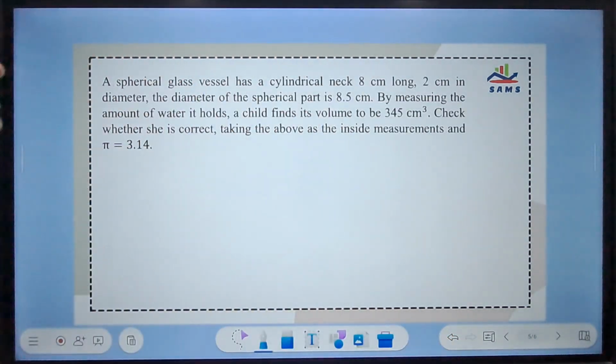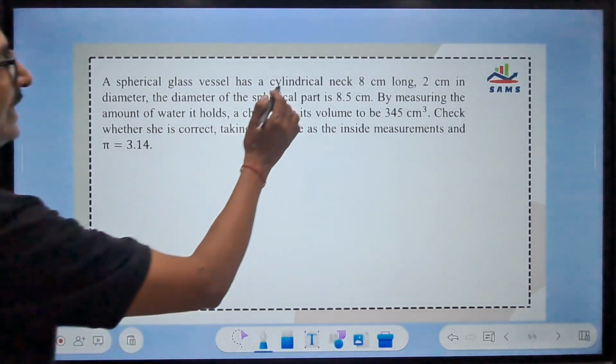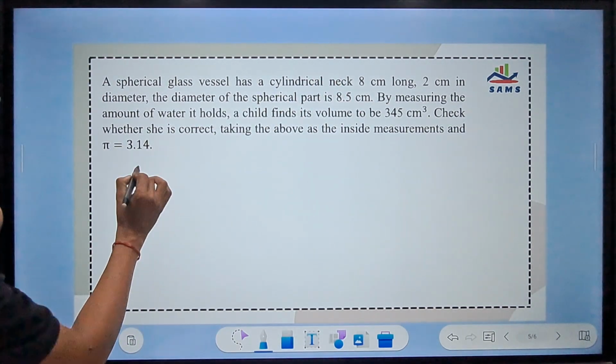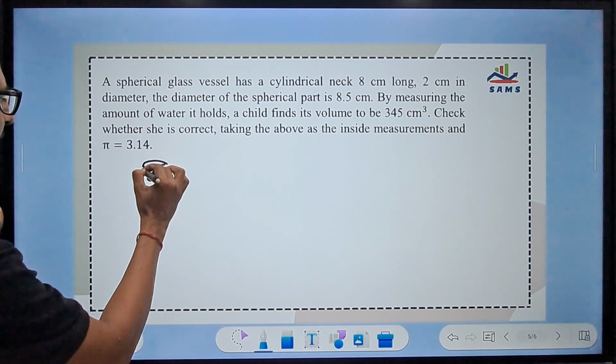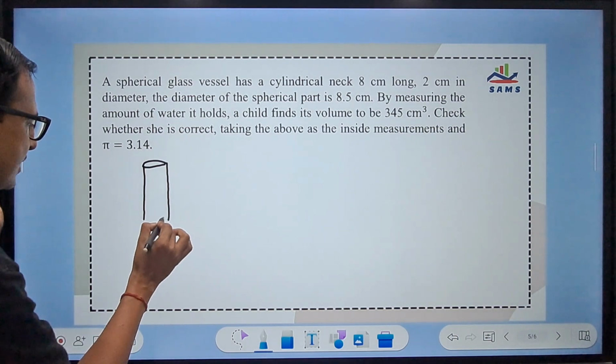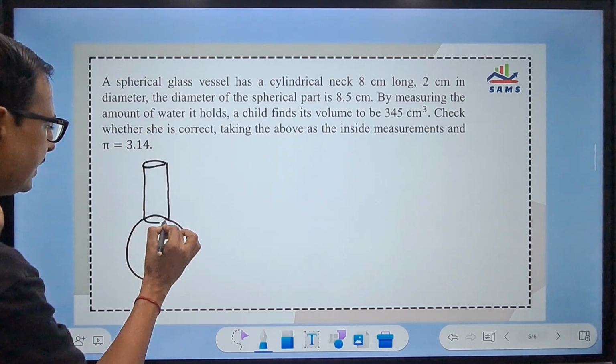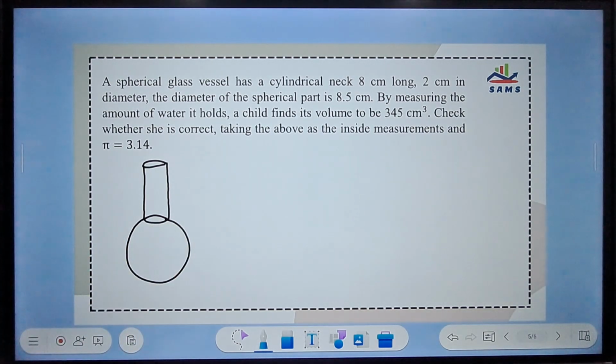And then we have another question where there is a spherical glass vessel which has a cylindrical neck. So how do you draw this figure? So there is a cylindrical neck. I will draw the neck first. See, like this. And this spherical glass vessel is somewhat like this. See, like this. This is the shape.